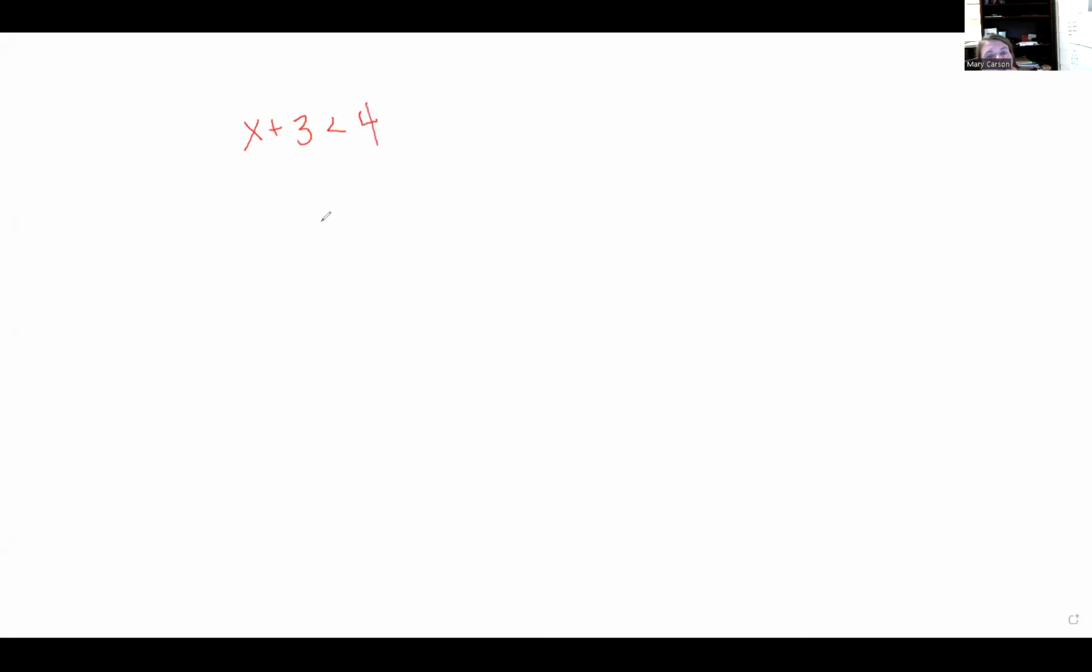Let's say we have something like this: x plus 3 is less than 4. To solve this, we would subtract 3. x is less than 1, right? So if I'm going to write this in interval notation, you think about a number line. We have 1, 2, 0, -1.